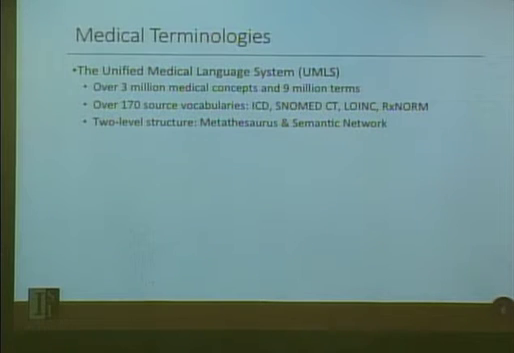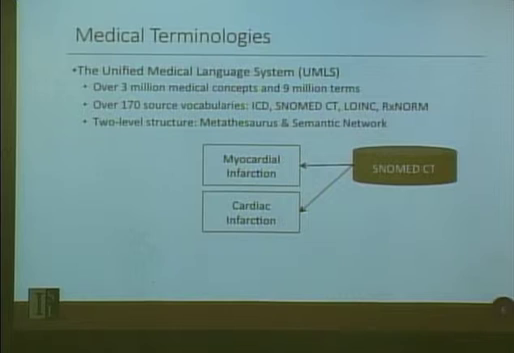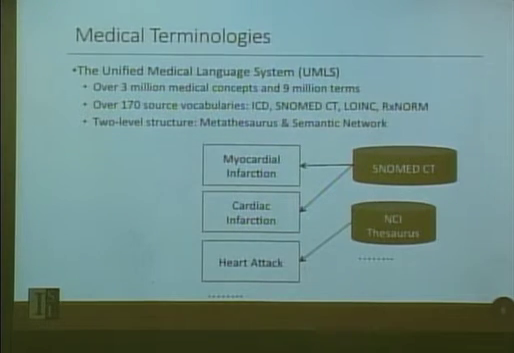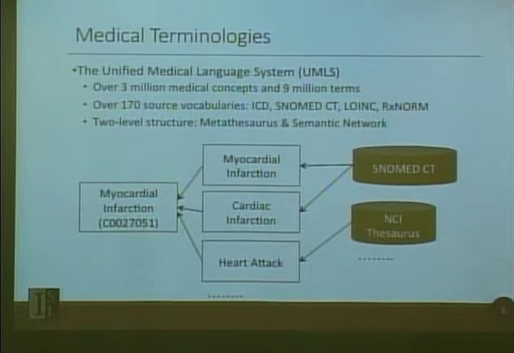It covers very professional terminologies like ICD, which is normally used for encoding billing codes and diagnoses, and also SNOMED-CT, a very comprehensive clinical terminology containing over 300,000 concepts. All these big terminologies are inside UMLS. It has a two-level structure, the Metathesaurus and the Semantic Network. In the Metathesaurus, terms from SNOMED-CT, like myocardial infarction, and concepts from NCI, the National Cancer Institute Thesaurus, like heart attack, have the same meaning, so they map to the same concept in UMLS called myocardial infarction, with a unique concept identifier.